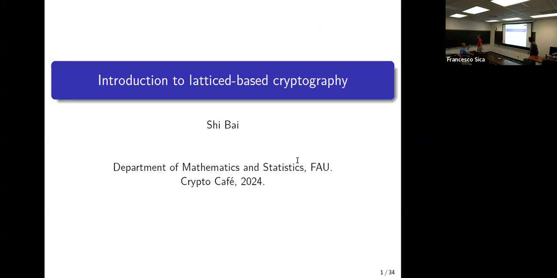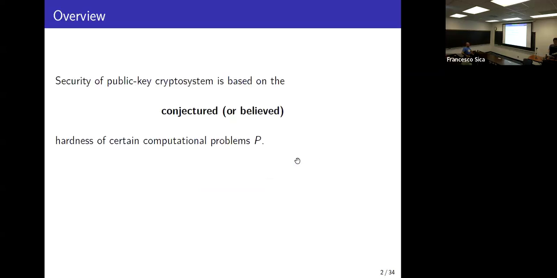So the title: I'm going to give a very brief introduction to lattice-based cryptography, together with some algorithms for breaking it, as well as some constructions, just to get some ideas of how this looks.